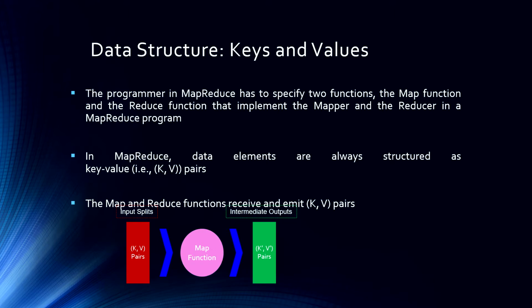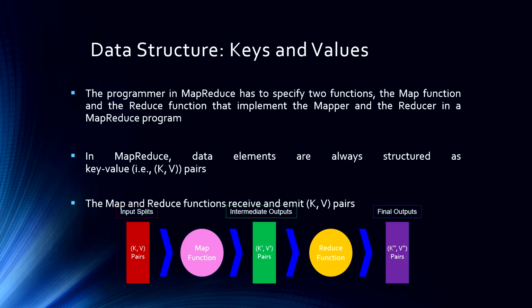So we see input splits in key and value pairs, the map function gets processed, and we get our intermediate output as K dash and V dash pairs. Then comes the reduce part, and our final output is K double dash.